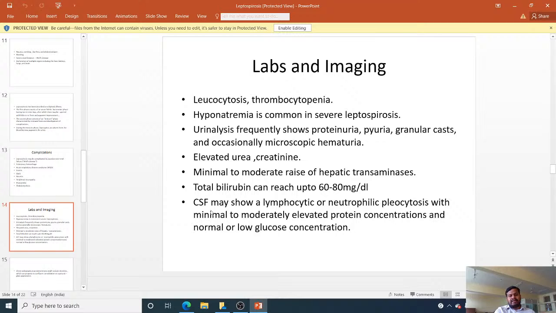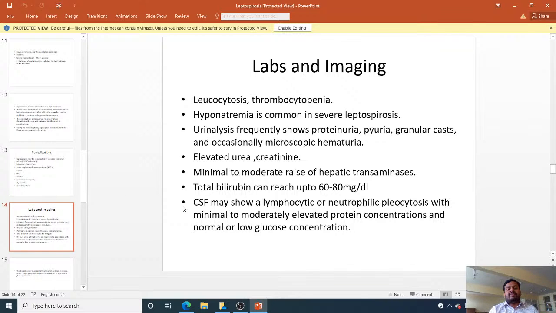There can be a mild to moderate rise in the hepatic transaminases, that is AST and ALT, and the total bilirubin can reach up to 60 to 80 milligrams per deciliter. So if the patient is presenting with jaundice, the bilirubin can rise up to 60 to 80 milligrams per deciliter. You should keep in mind that high total bilirubin can be there in patients with severe leptospirosis, or Weil's disease, as we say.